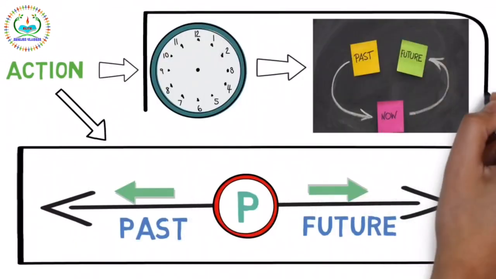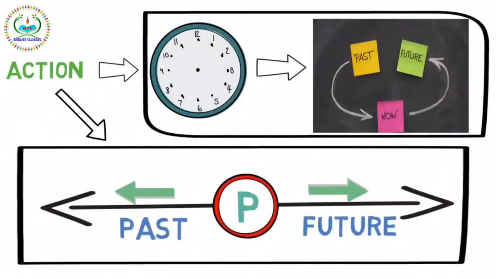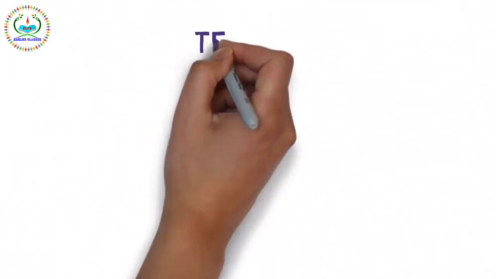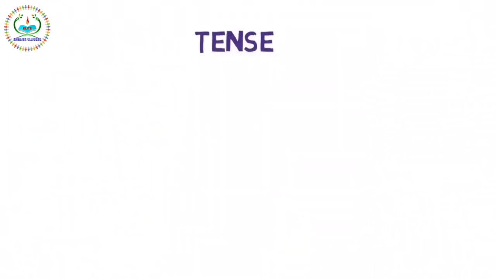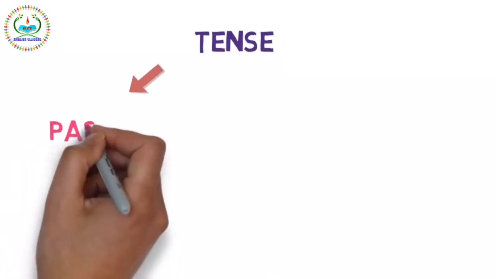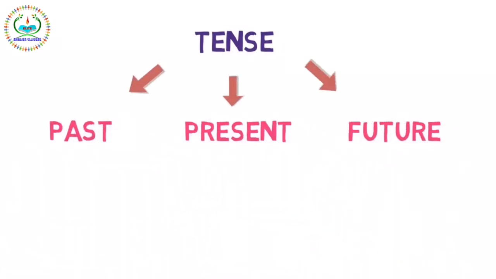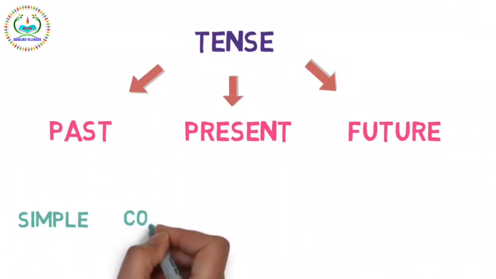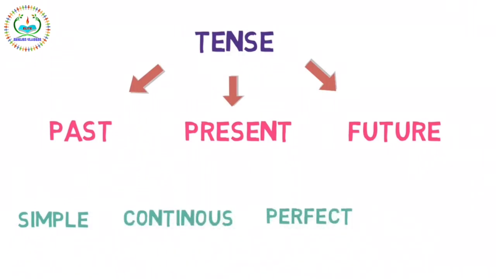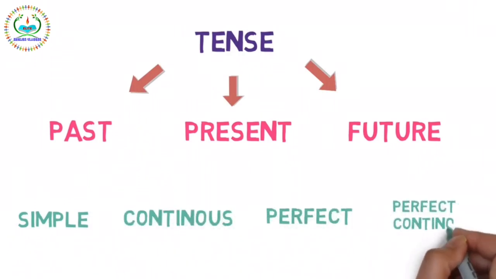Now, as time could be past, present or future, tenses are divided mainly into three types: past tense, present tense and future tense. Now, each of these three types has four subtypes: simple, continuous, perfect and perfect continuous.